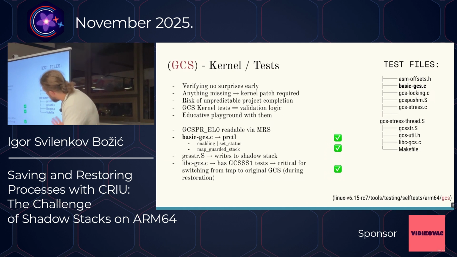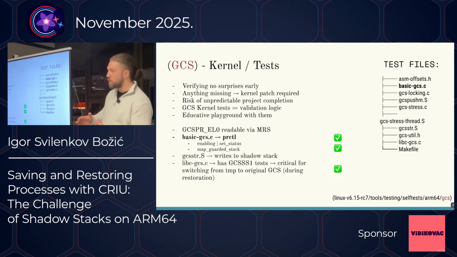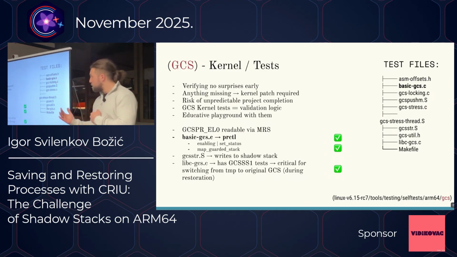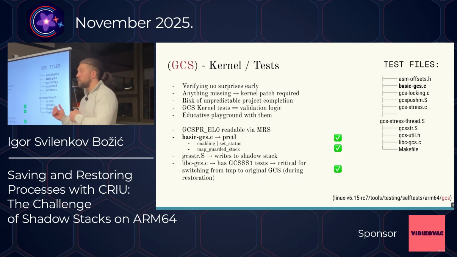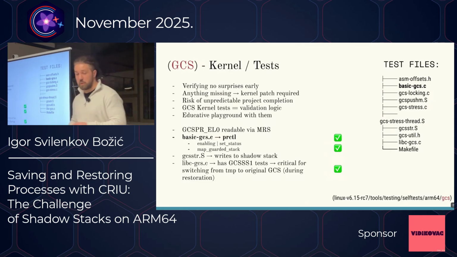And then there is libc.gcs.c. I'm not sure why, but it has tests that contain instruction that allow you to legally jump between different shadow stacks. So this is required in CRIU because during the restore, as I mentioned, it has to be very small. A temporary shadow stack is allocated, and then at the end you have to jump to the original shadow stack that was on the machine where the dump happened.